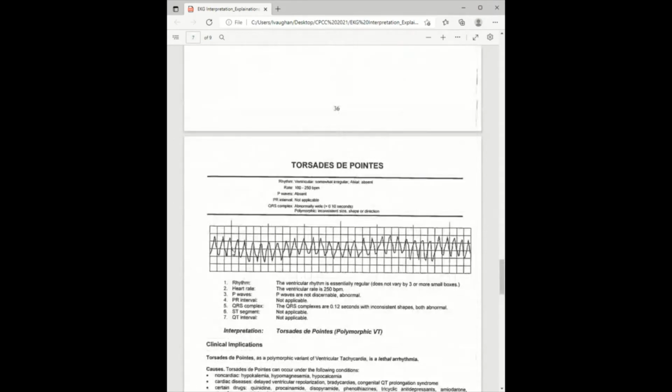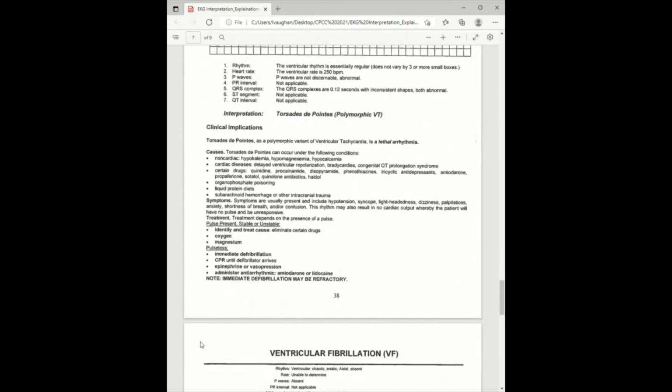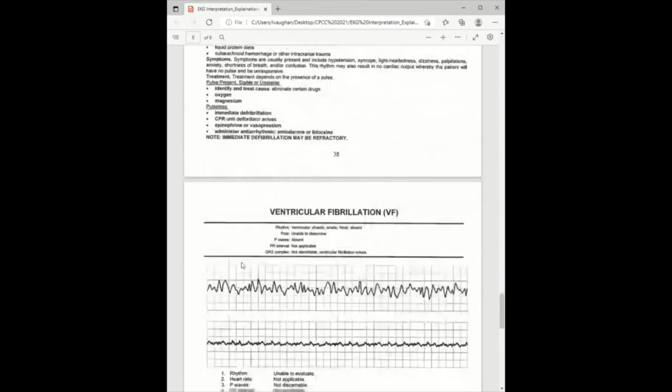Torsades de pointes, or that twisting of the points, is a form of ventricular tachycardia where you see that really wide QRS, and you see it going up and down, up and down, up and down. It's like a twisting of the points. It's a polymorphic V-tach, and it's usually caused by low magnesium. So the nurse should anticipate giving magnesium sulfate. And if it's pulseless, you will defibrillate immediately.